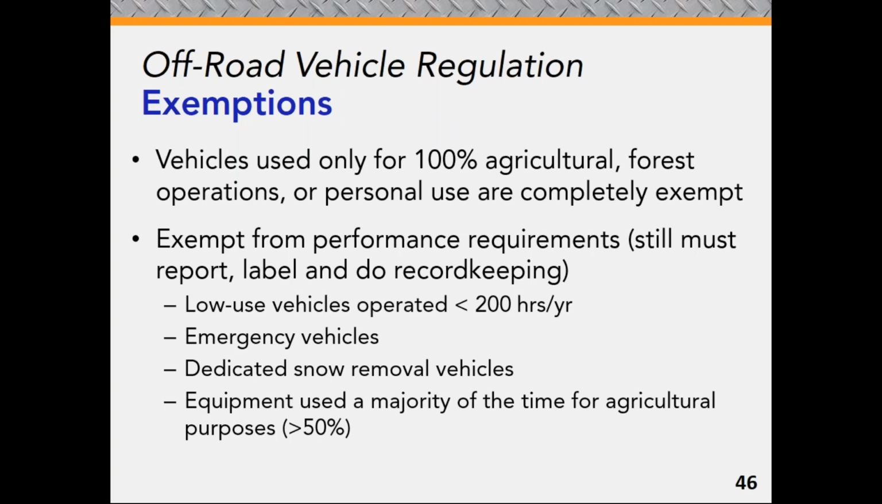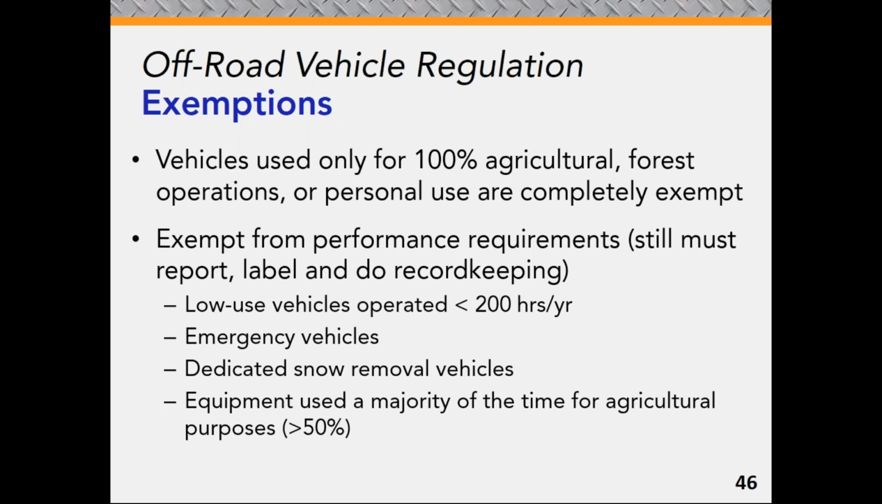The regulation also has some partial exemptions. I call them partial exemptions because the vehicles are not subject to the performance standards, but they are still required to keep records, report, and label. The most common option for partially exempt equipment is low use. If you have a vehicle that you can keep under 200 hours per year, it is exempt of the performance standards, or the emissions portion of the regulation. It is still required to be reported and labeled. I'll get into specifics on low use a little bit later in this presentation, just because it is an option that people do like to use. So we want to make sure to give you all the information on that.